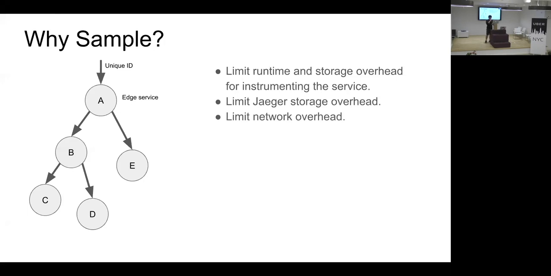Lastly, we want to limit the network overhead. Whenever we emit a trace or span, we need to get that to Jaeger for storage. If we were to sample everything, your network will be taken up by Jaeger spans, and the actual RPC payloads that are important to your business will suffer from that.